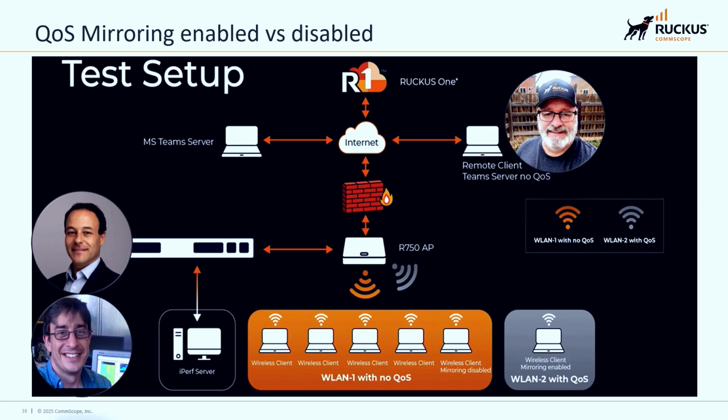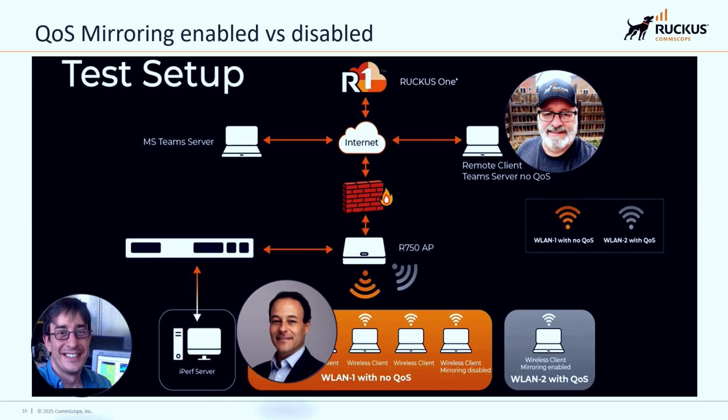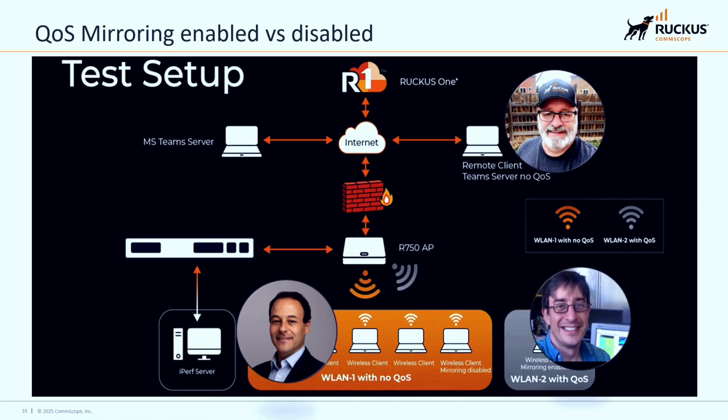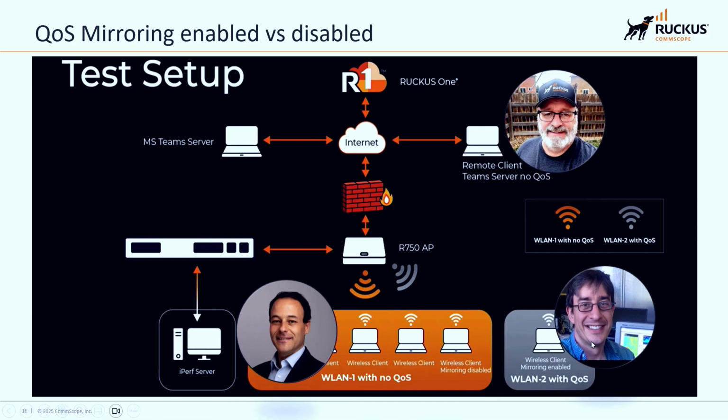So what we do, I go to the office, and I connect to the corporate network, the normal network, that has no QoS mirroring. QoS mirroring is disabled here. And Peter is smarter than me. And he says, OK, I'm going to configure another SSID with QoS mirroring enabled. And he connects to this other SSID, right?